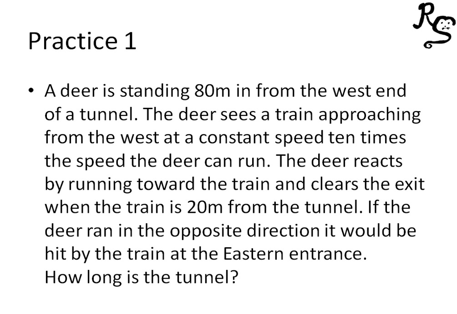Now a practice question for you. This question is using the same concept but in a different manner. In this question, a deer is standing 80 meters in front of the west end of a tunnel. The deer sees a train approaching from the west at a constant speed, 10 times the speed the deer can run. The deer reacts by running towards the train and clears the exit when the train is 20 meters from the tunnel. If the deer ran in the opposite direction, it would be hit by the train at the eastern entrance. How long is the tunnel?